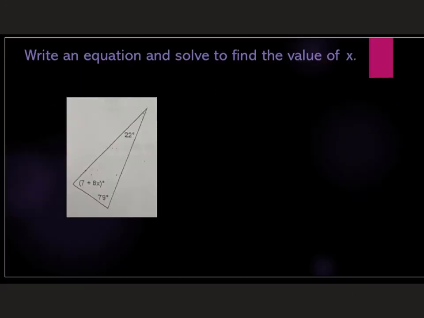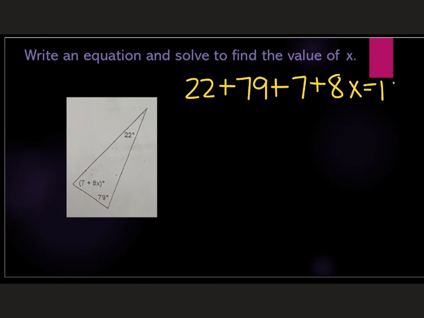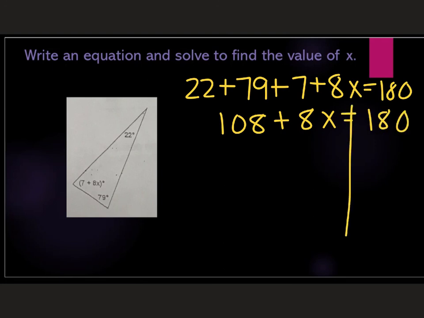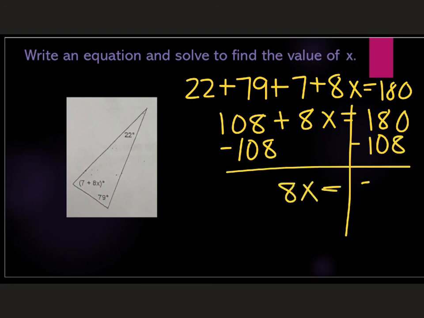Last but not least, we're still doing the same idea, triangle sum theorem, so 22 plus 79 plus 7 plus 8x all equal 180. Combine your like terms first, you get 108 plus 8x equals 180. Now we can solve, so subtract 108 from both sides. You get 8x equals 72. Divide by 8, should get x equals 9.